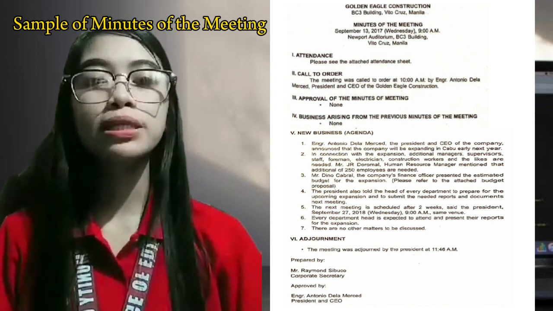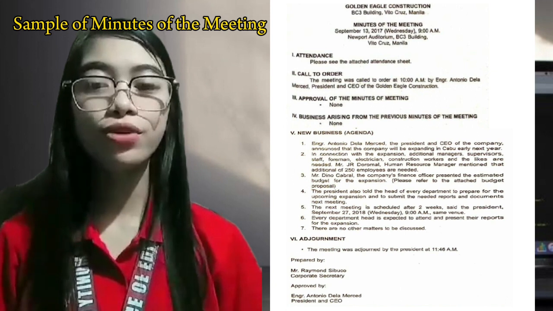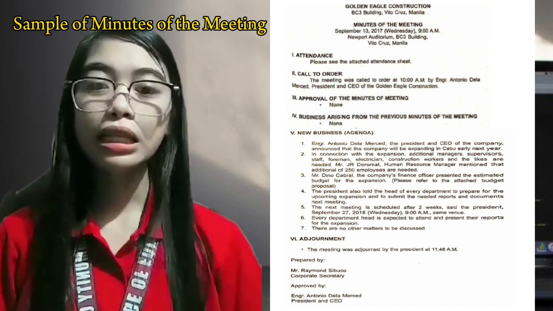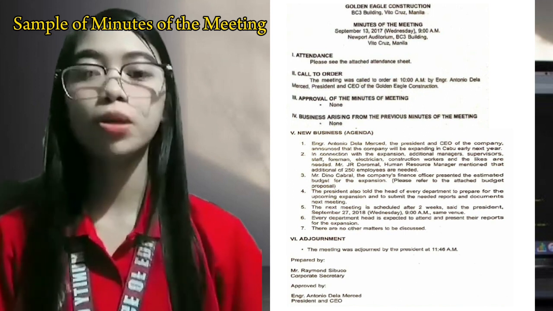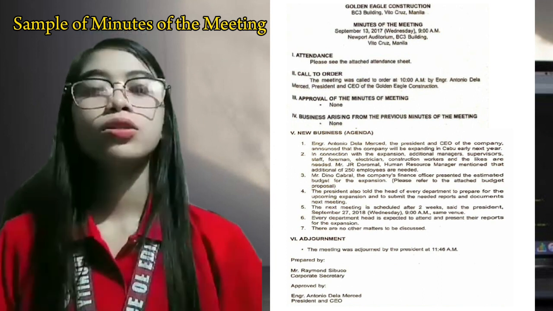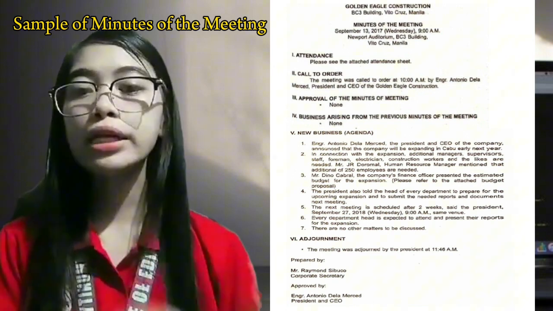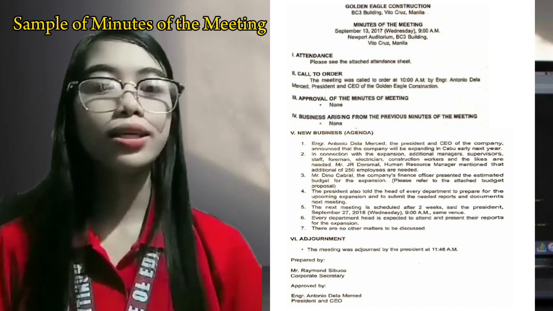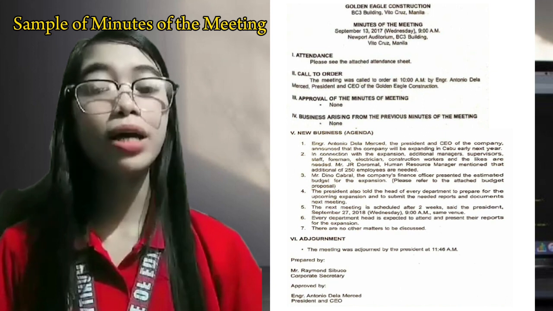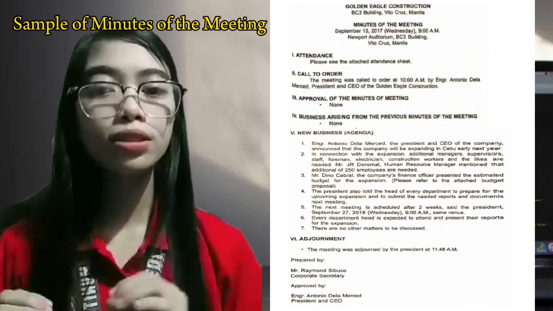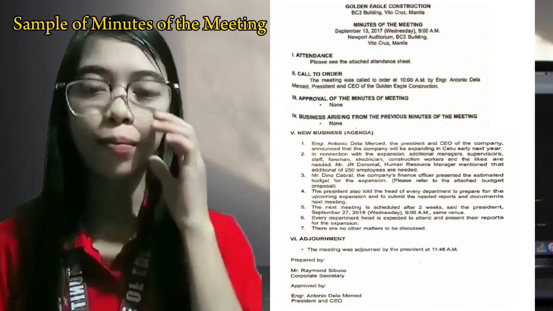And then the new business or agenda follows, which we call the heart of every minutes of the meeting. It indicates the specific flow of the agenda of the meeting. After the agenda, we now have the adjournment. From the word adjourned, it indicates the exact time when the meeting was ended by the president. So the meeting was adjourned by the president at 11:46 a.m.